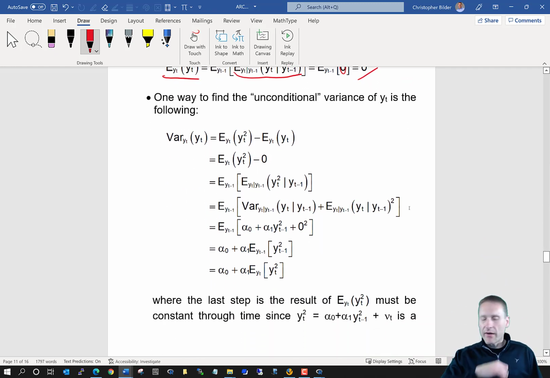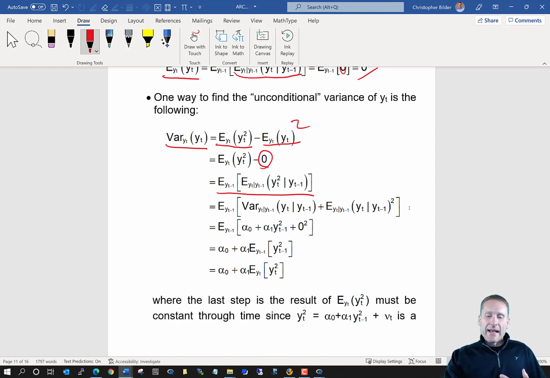What about the unconditional variance then? Let me back up a second. Here's my variance. I write it in terms of the second moment minus the first moment squared. We just found the first moment to be 0. And then using the expression that I had previously, we can now rewrite this so that in the middle here I have this conditional expectation where I'm looking for the expected value of y sub t squared.